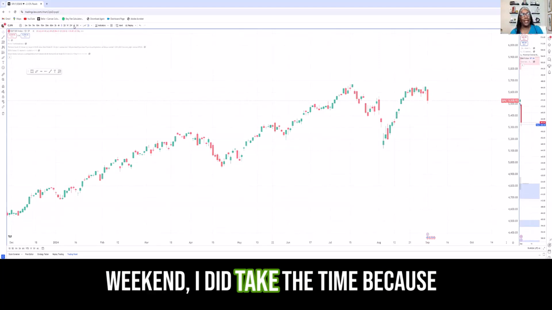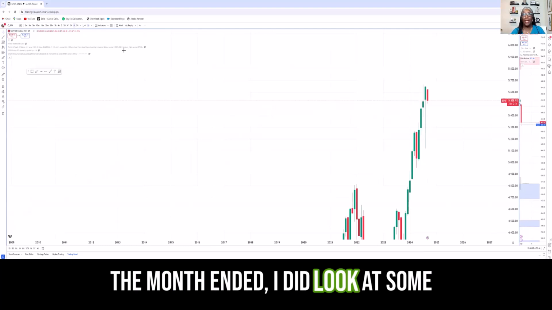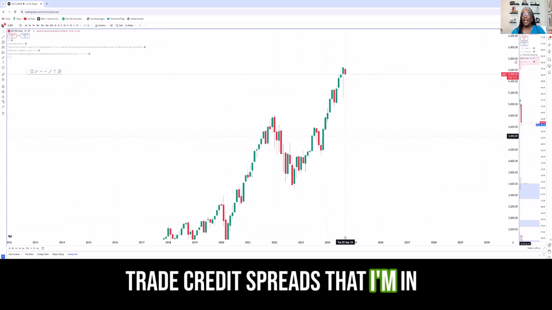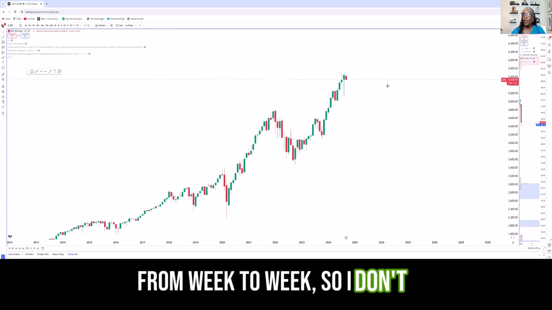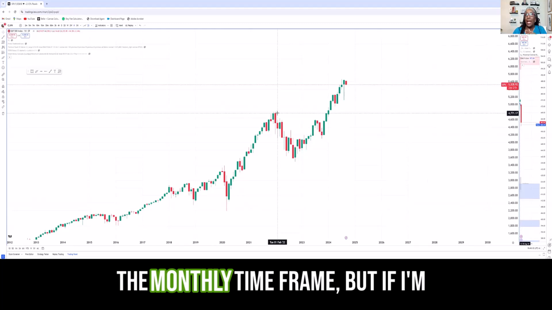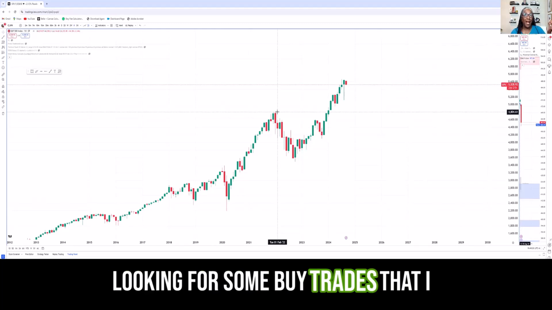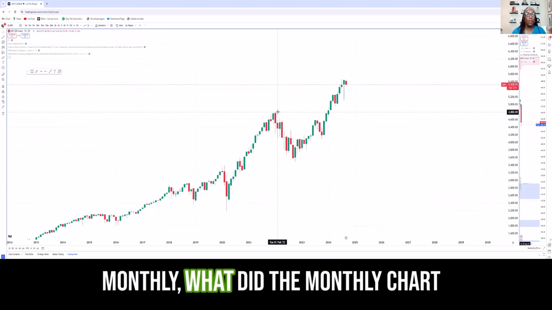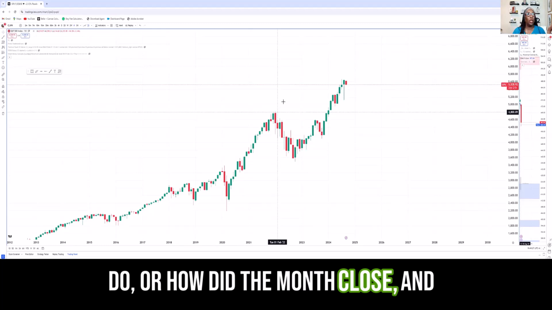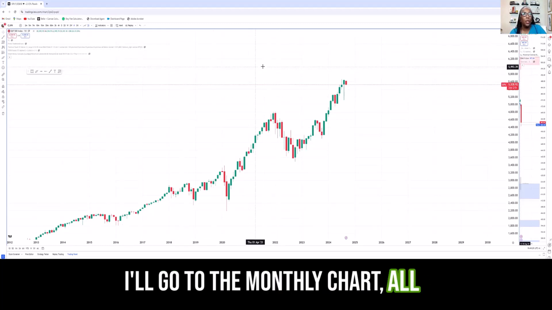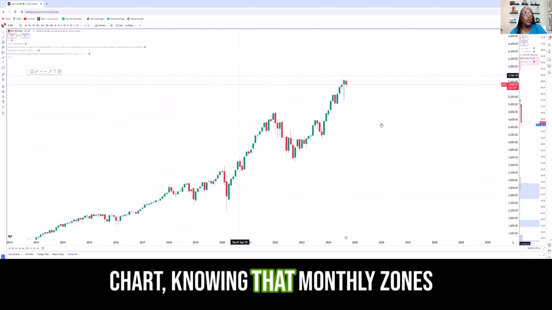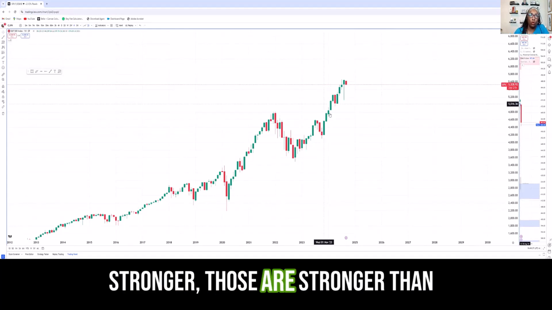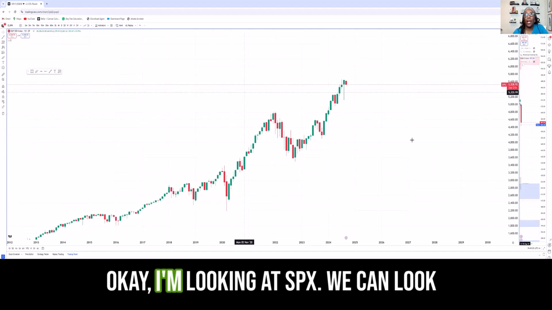Like over the weekend, I did take the time because the month ended. I did look at some monthly charts. Generally, I trade credit spreads that I'm in from week to week, so I don't necessarily come all the way up to the monthly time frame. But if I'm looking for some buy trades that I'd like to stay in for several weeks, I want to look at how the month closed, and I'll go to the monthly chart. So we start at the monthly chart, knowing that monthly zones are stronger than weekly, and those are stronger than daily. Okay, I'm looking at SPX.